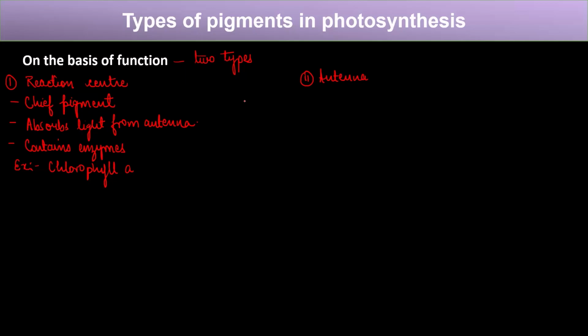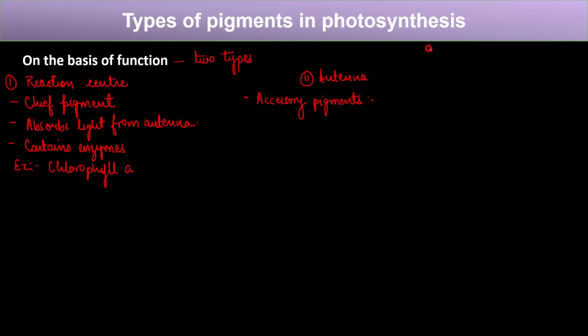Okay. Now, let's move to the antenna. Antennas are known as accessory pigments. It means the antenna comprises a group of pigments, and these pigments together are called accessory pigments. Why? Because they absorb light directly from the sun. Light is a form of energy, right? So they absorb the energy from the sun, and then transfer that energy to the reaction center.